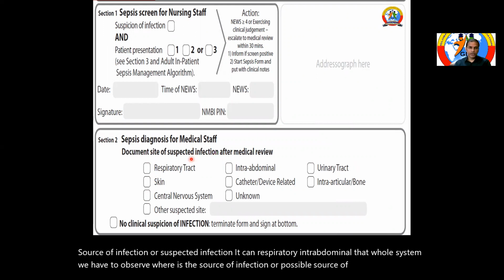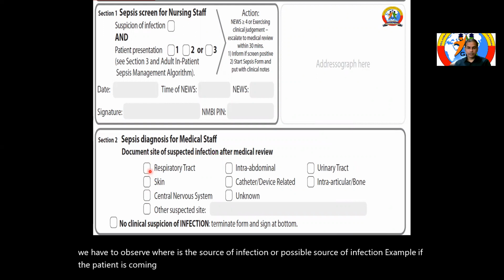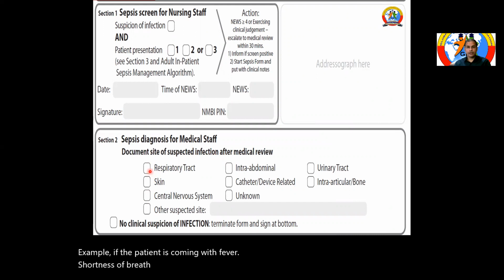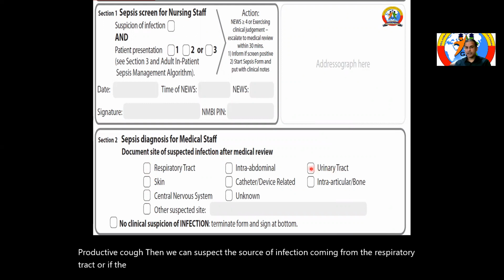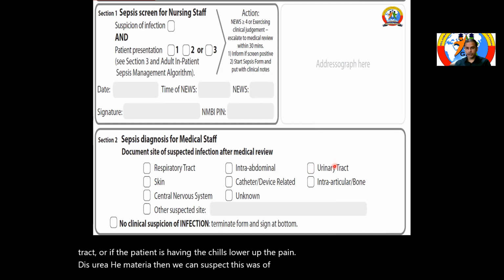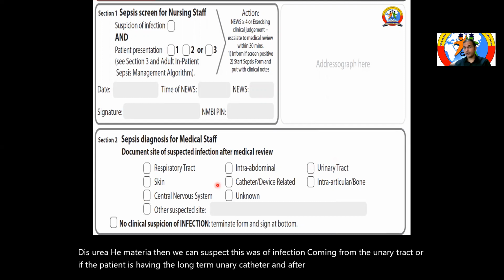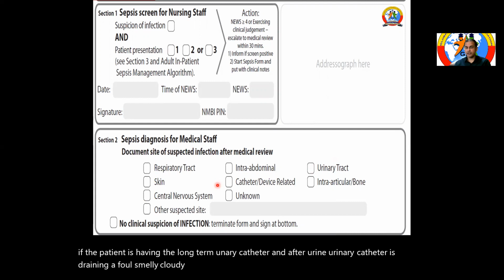For example, if the patient is coming with fever, shortness of breath, hypoxia, productive cough, then you can suspect the source of infection coming from the respiratory tract. Or if the patient is having chills, lower abdominal pain, dysuria, hematuria, then we can suspect the source of infection coming from the urinary tract. Or if the patient is having a long-term urinary catheter, and the catheter is draining foul, smelly, cloudy urine associated with fever and chills, yes, the source of infection is possibly the catheter.